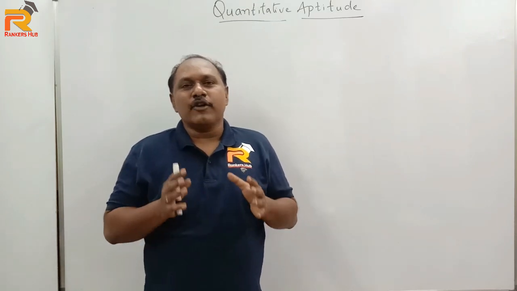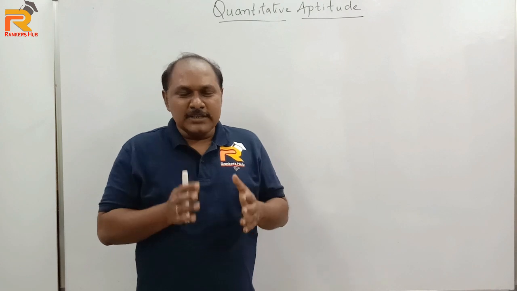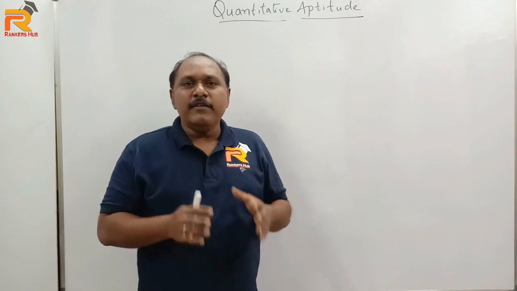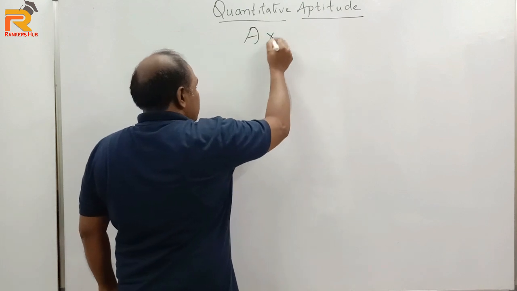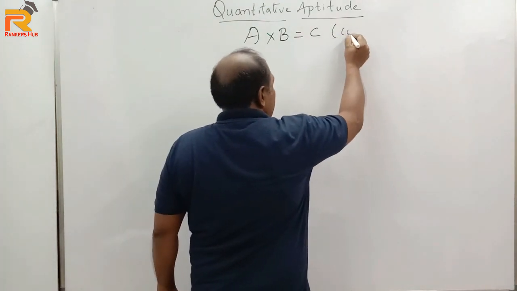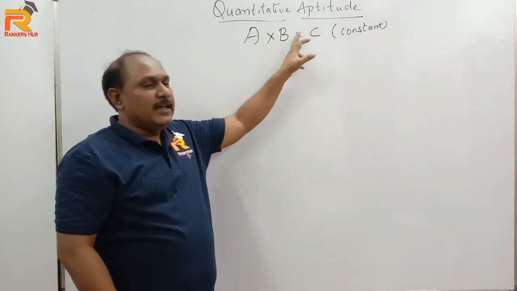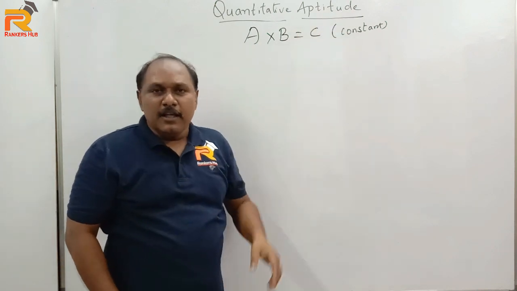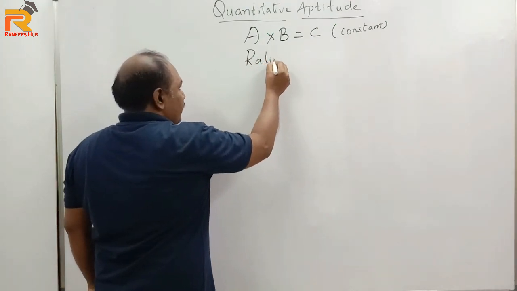Today in this video we are going to learn how to solve different questions from different chapters using a concept called ratios. Quantitative aptitude, we know, is very important for competitive exams. We are going to learn how to solve the questions which are in the form of a into b equal to c, where c is a constant. That means in the problem we'll find three terms a, b and c, which will be in the form of a into b equal to c, where c is a constant. We are going to solve all these problems using a concept called ratios.